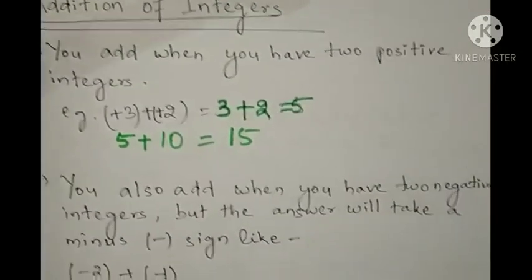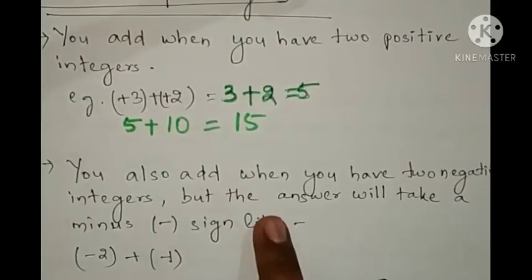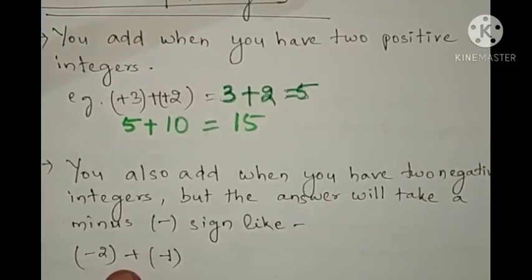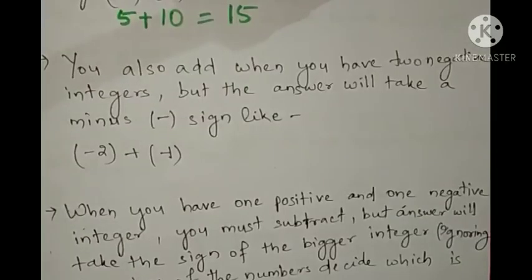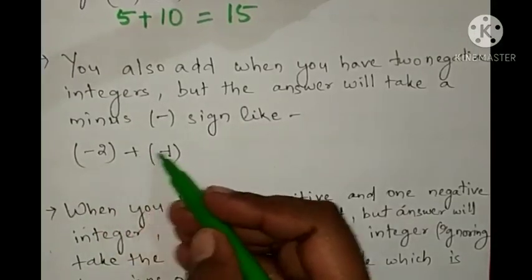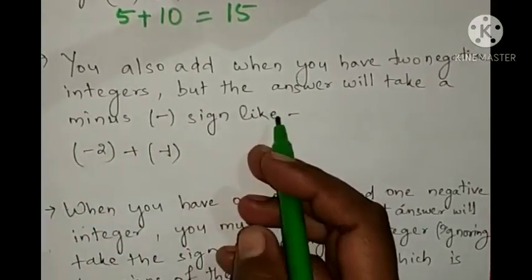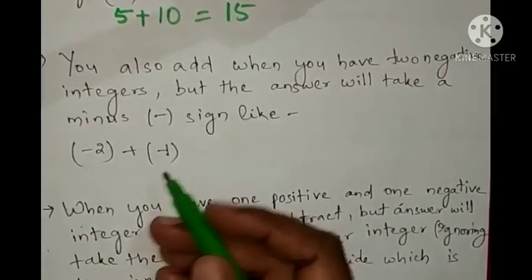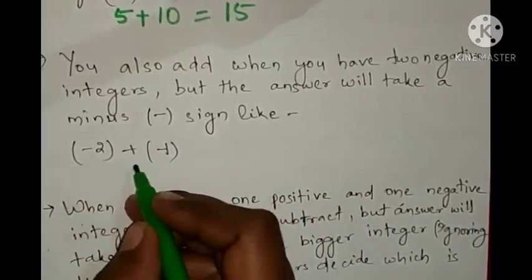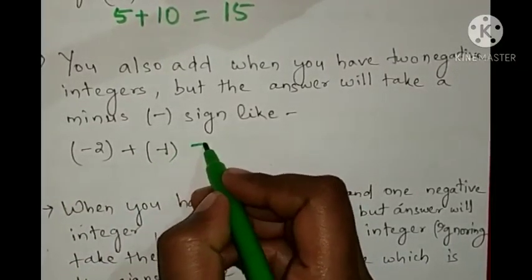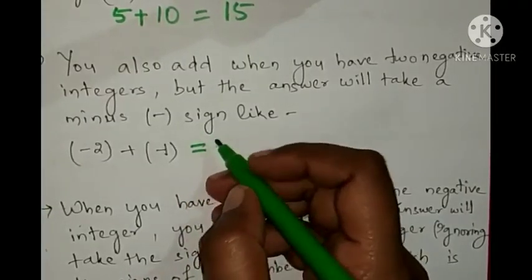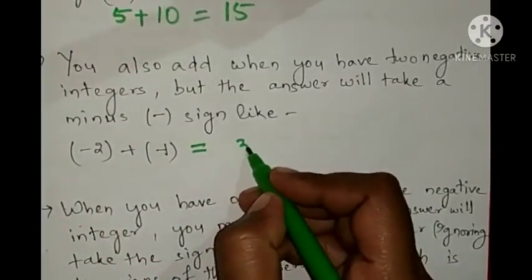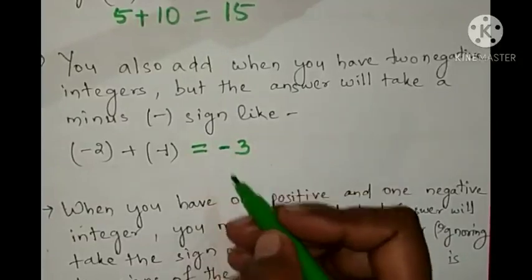Next, when you have two negative integers, the answer will take a minus sign. Like minus 2 plus minus 1. What will you do? You add the integers, and then you put the negative sign. Here 2 plus 1 equals 3, and since the numbers are negative, write minus 3.